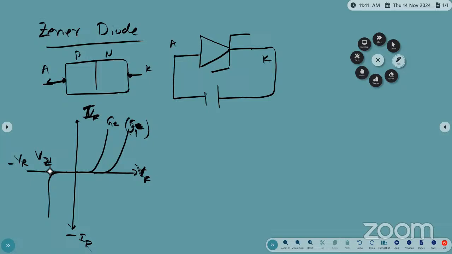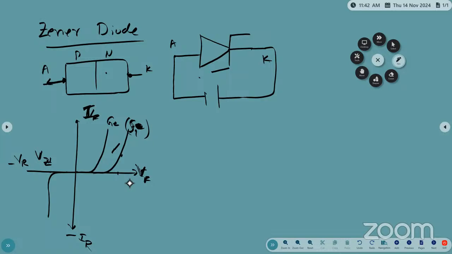Now the simple difference between the PN junction diode and the Zener diode: compared to the PN junction diode, the impurity levels are increased in the Zener diode for the p-type as well as the n-type semiconductor. By increasing the impurity level, the charge carriers are more at the p side as well as the n side. The forward bias characteristics of both are the same, starting from 0.3 volt and 0.7 volt. Coming to the reverse side, this voltage is called the Zener voltage.